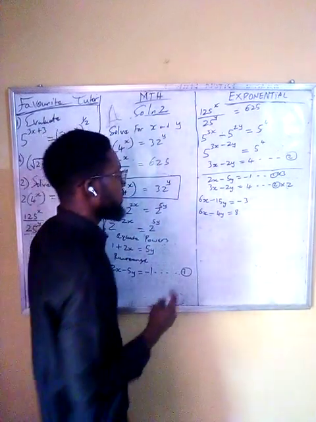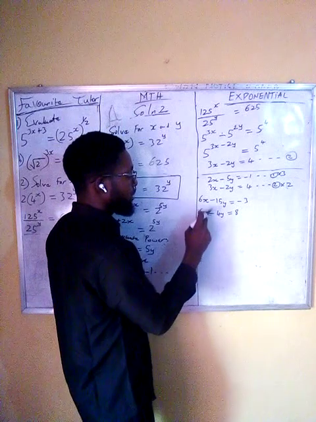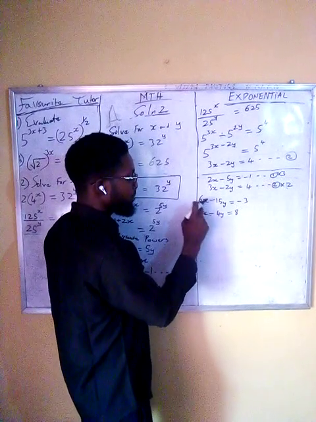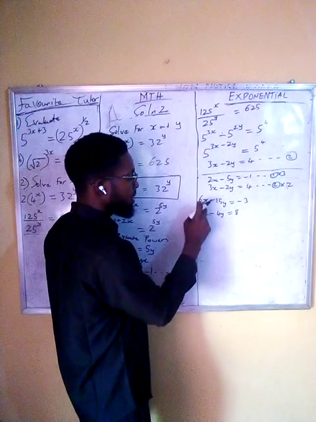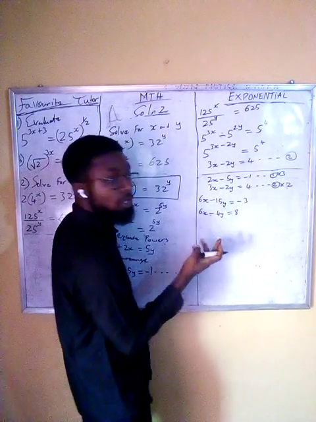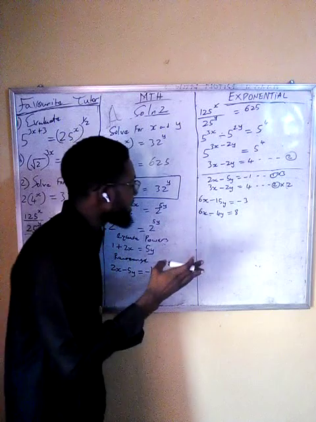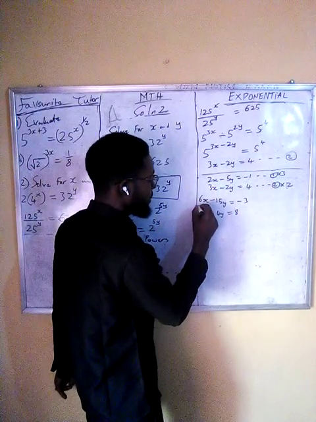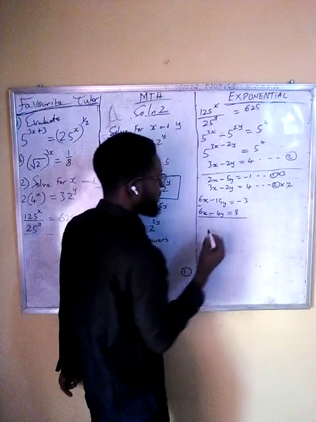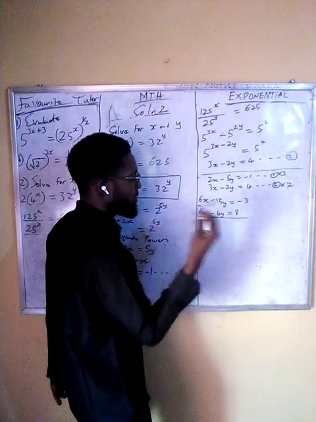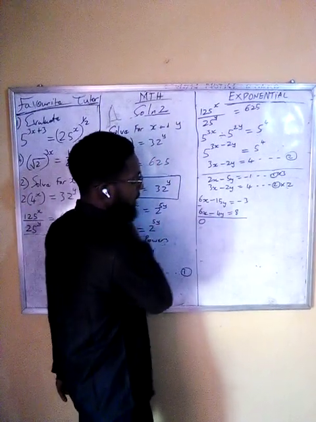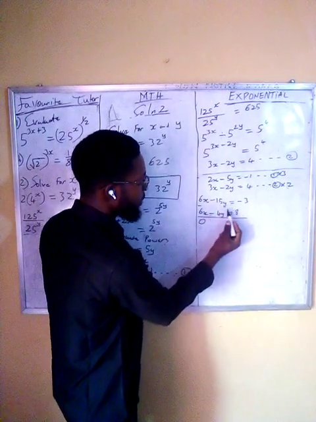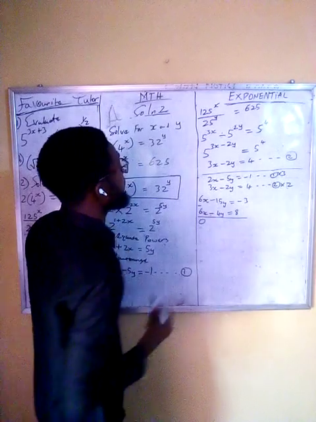Okay, so we can see that the coefficient of x in equations 1 and 2 are the same, so we can easily eliminate. To eliminate, we subtract. When we subtract, 6x minus 6x is 0, so x has been eliminated. This is minus 15y minus 4y.